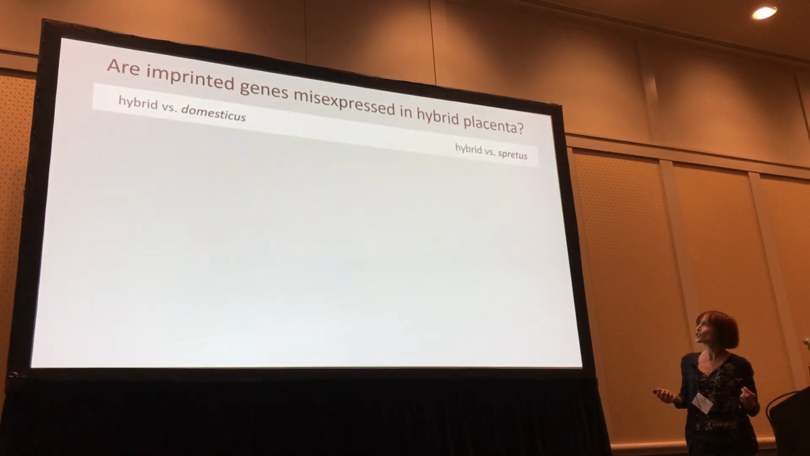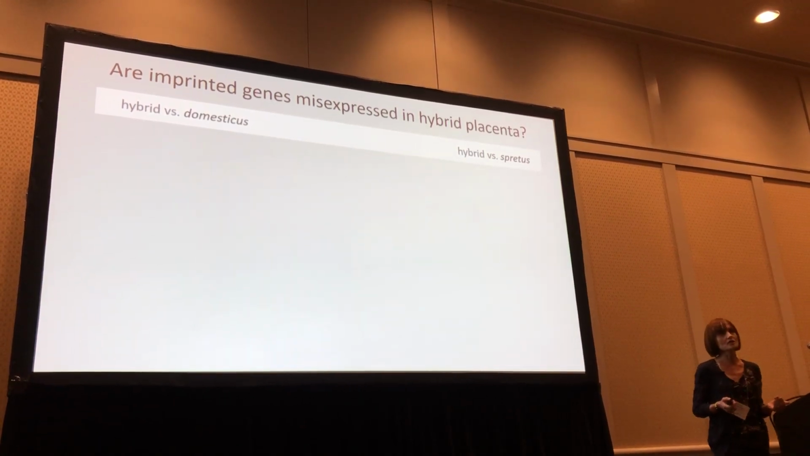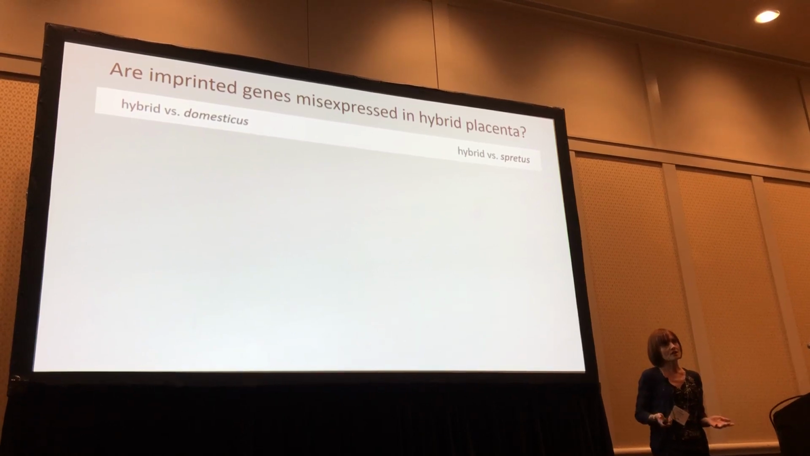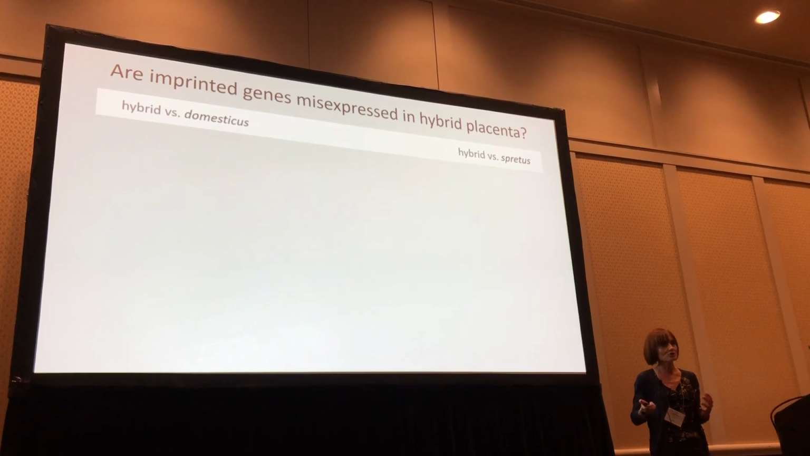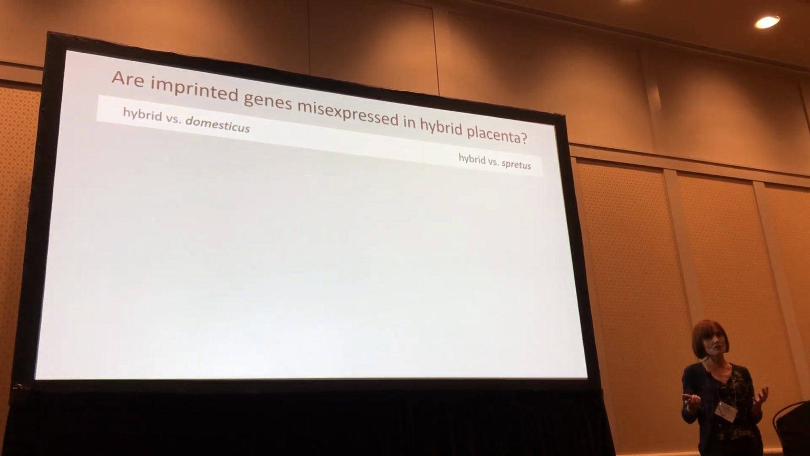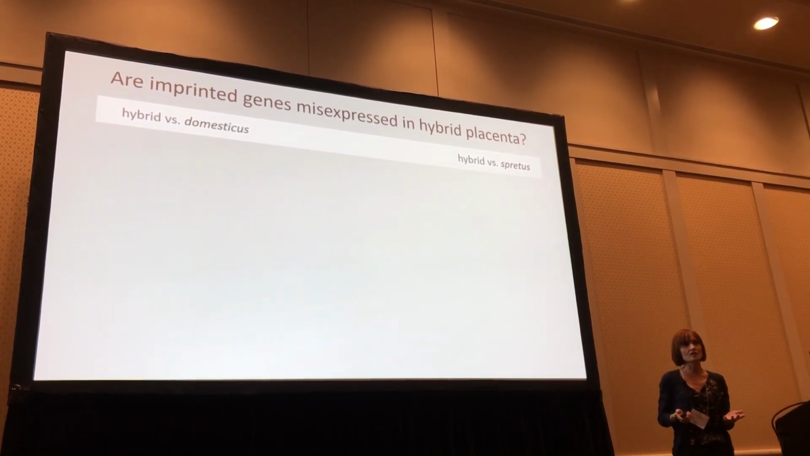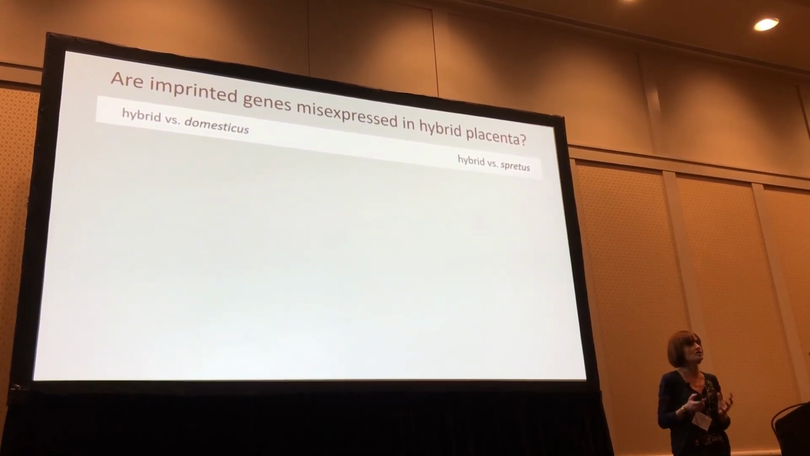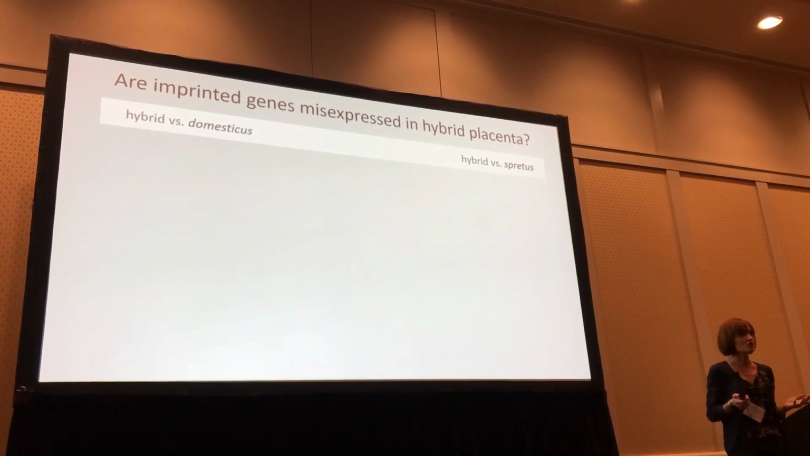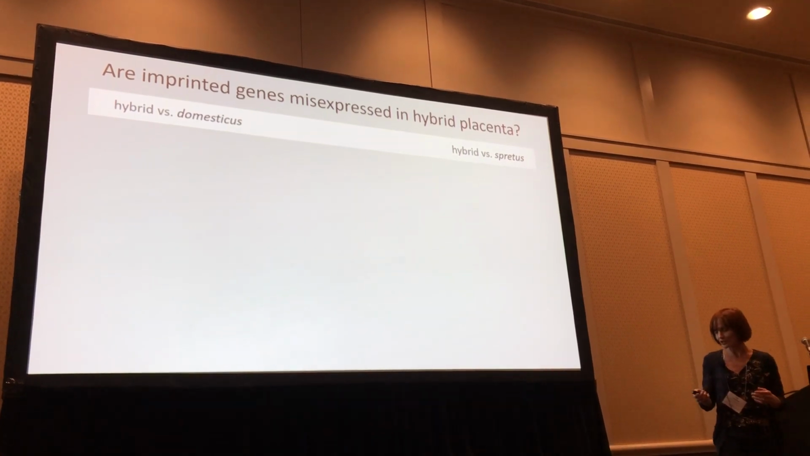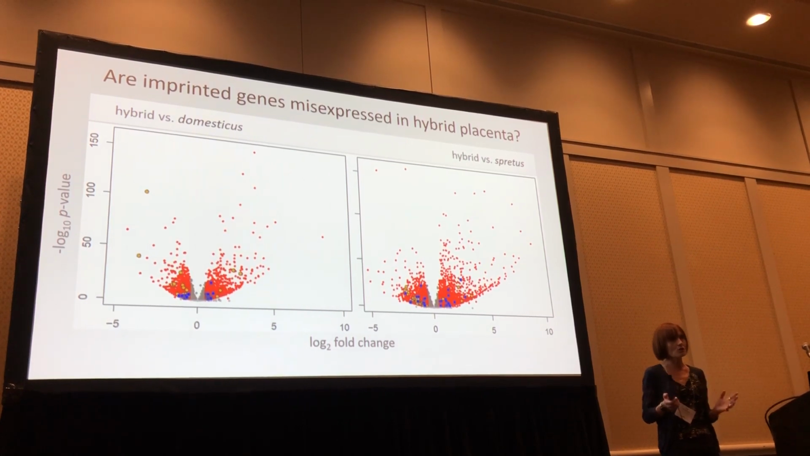Okay, so the first question is, are imprinted genes misexpressed in hybrid placenta? There's a lot of debate over how many imprinted genes there actually are, but we used a set of 135 genes that are validated as imprinted in the placenta. This is obviously a small subset of all the genes expressed in the genome, so I thought it would be disingenuous to show you just the genes we're interested in. So first, I'm just going to show you differential expression across the whole transcriptome.